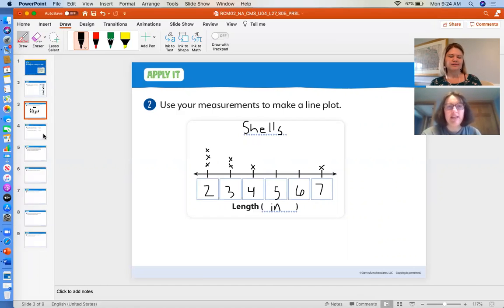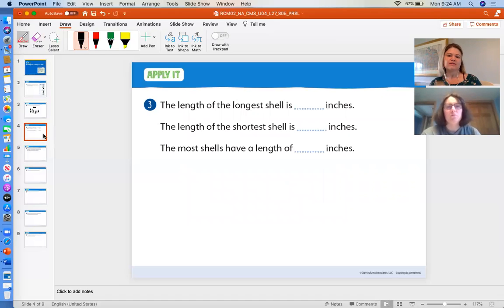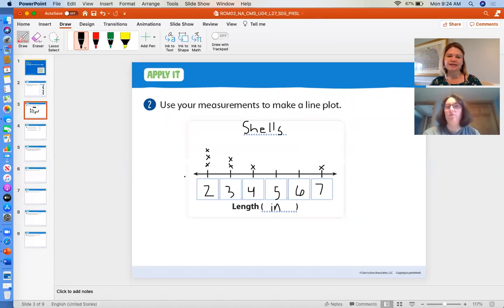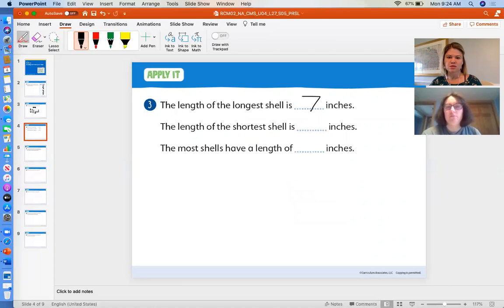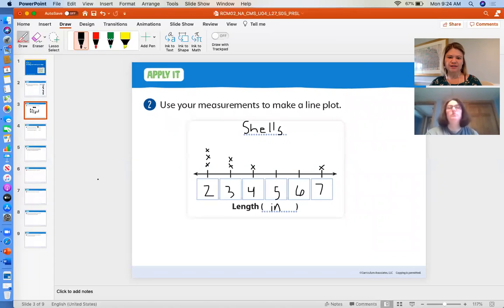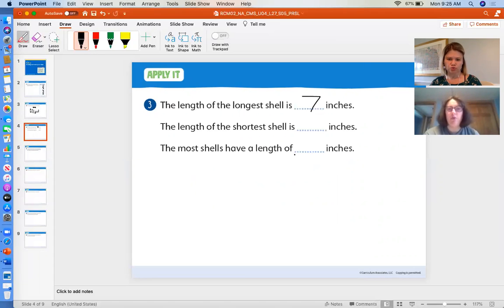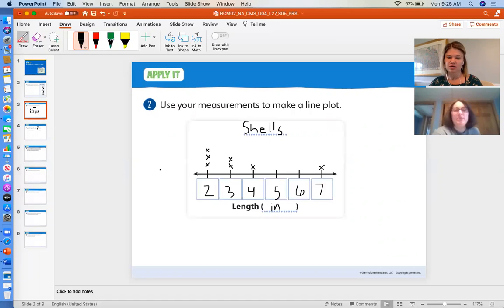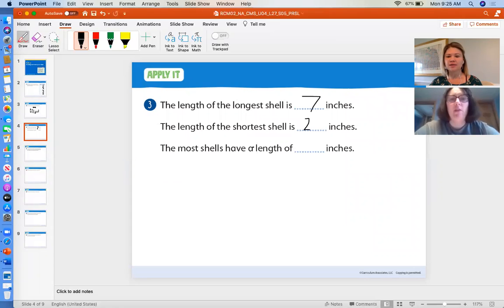So now let's answer some questions. The length of the longest shell is what? 7. So I'm going to put a 7. The length of the shortest shell is 2. Now, the most shells have a length of, so we're going to look for the most X's. And it just so happens that the most X's are on 2. So the most common size of shells this time is 2.